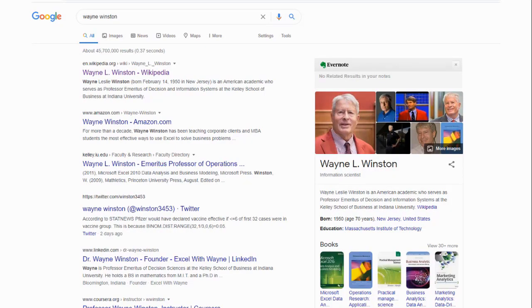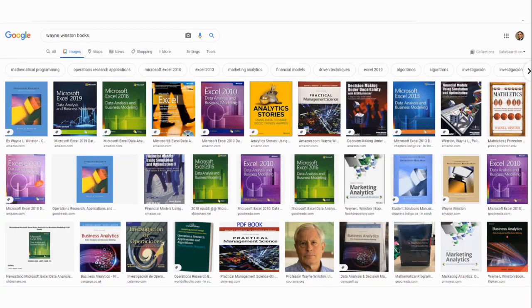And you can see over here on the right side his Wikipedia page. You can see he went to MIT. You can see some of the books he made. You can go to Amazon, or you can go to Kelley, which is the Kelley School of Business at Indiana University. You can go to his LinkedIn page. I mean, there's a lot of places you can go to just to see about Dr. Winston. Who is he?